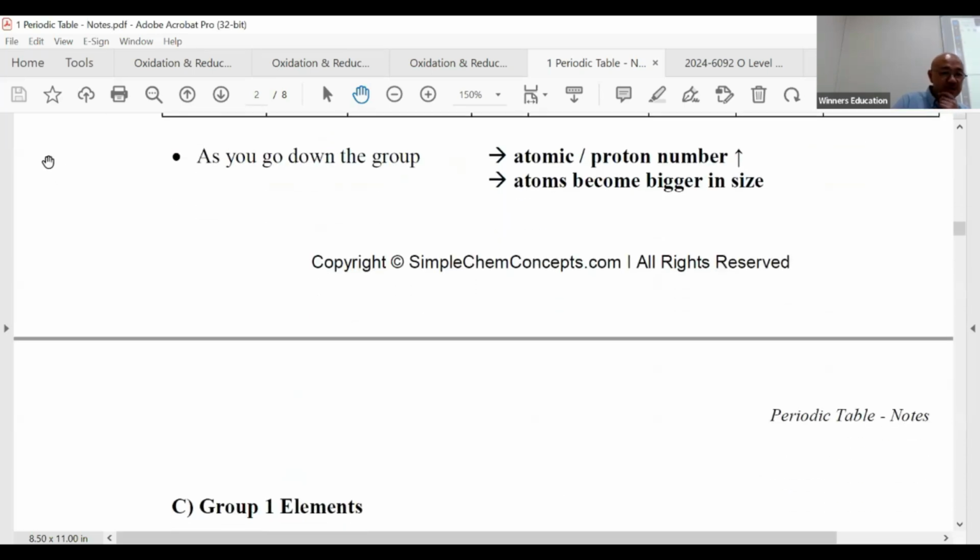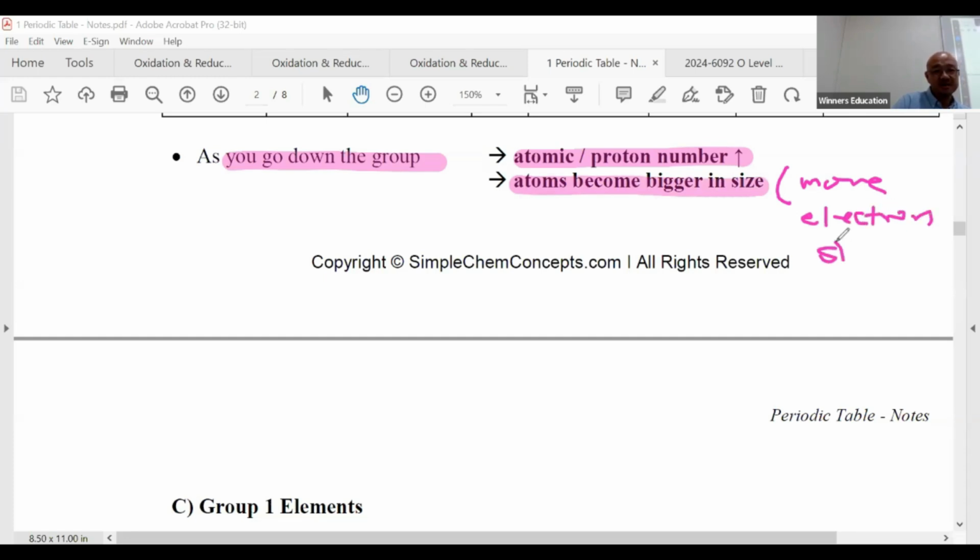Now, as you go down the group, every group, the atomic or proton number will increase. The number gets bigger. Take a look at the periodic table, you can see. You should also appreciate that the atoms become bigger in size. Why is the atom bigger? Because there are more electron shells. If you keep it simple, there are more electron shells, right? It looks bigger.